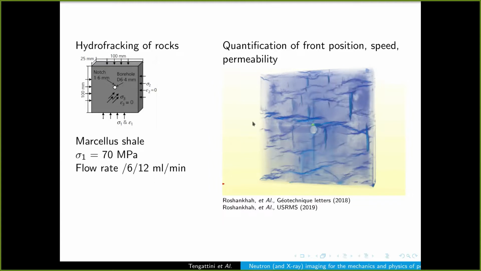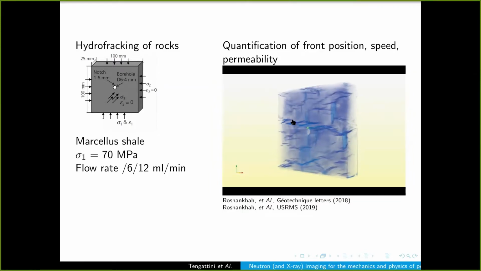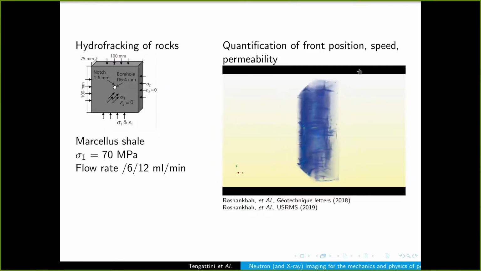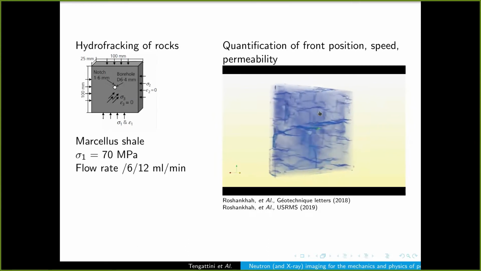Well, in this case, one of the other advantages of neutron imaging is that it allows for a sample environment which are rather thick, corresponding to very high stresses, thanks to the opacity, to the transparency, of metals. And so we can impose, for example, about 70 megapascals. And as we inject the water at this high confinement, we can see in this case a subvertical localization and another one transversal to the borehole injection.